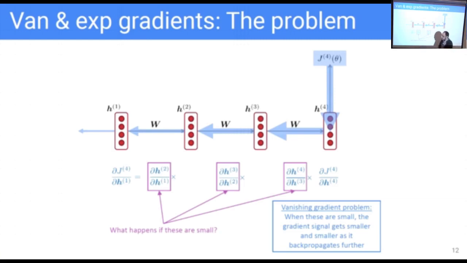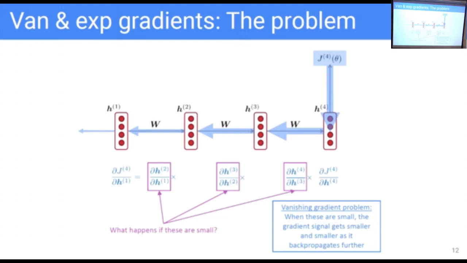a multiplication over and over and over again to the same number, because all these gradients end up being the same, so all these gradients end up being W multiplied by the derivative of the transfer function, because the transformation that we apply in every step is exactly the same. So in the end, what we are doing is getting the same number and multiplying it over and over again, as many times as steps there are in the recurrent neural network.